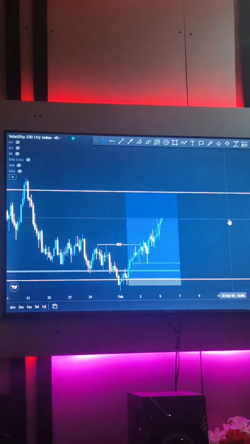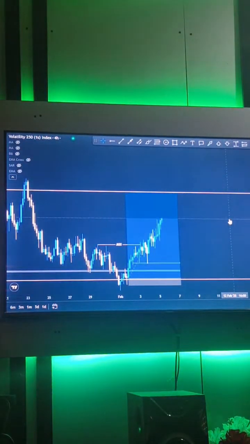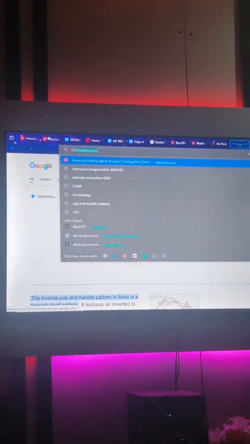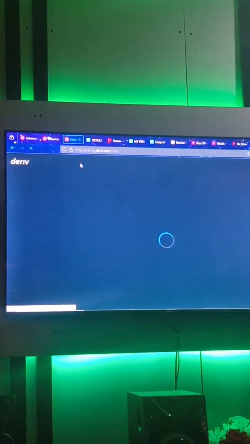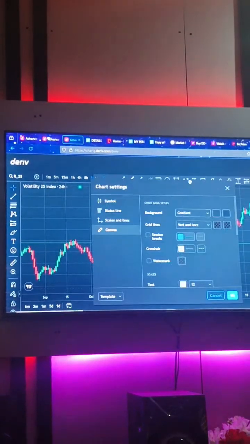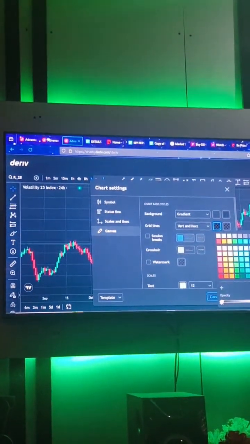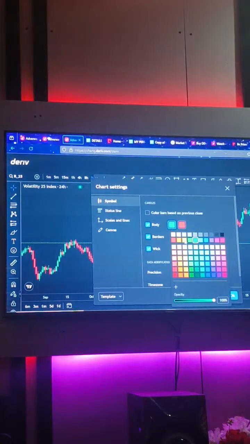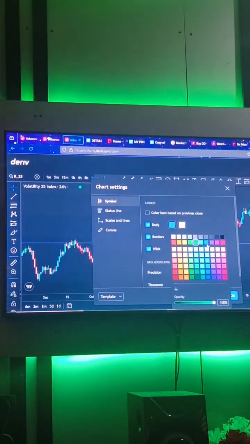I'll show you exactly how to do the same thing on any kind of pair. I'll show you how to do the strategy on any kind of pair. Let me just do these settings.